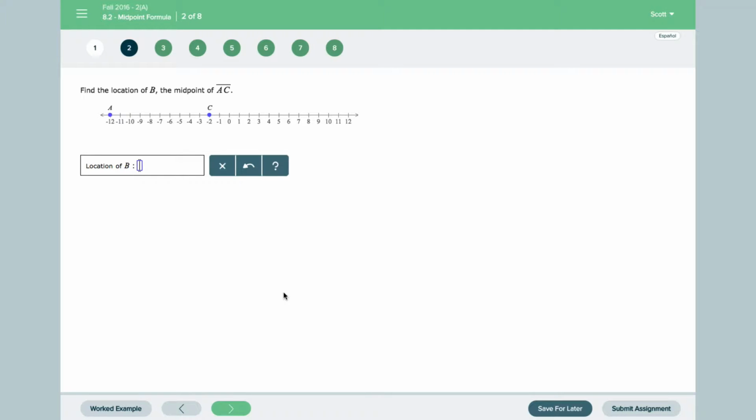Number 2, same thing here. We have 2 numbers. We have -12 plus -2, and that gives me -14. And -14 divided by 2 is -7. So my midpoint is right there at -7.